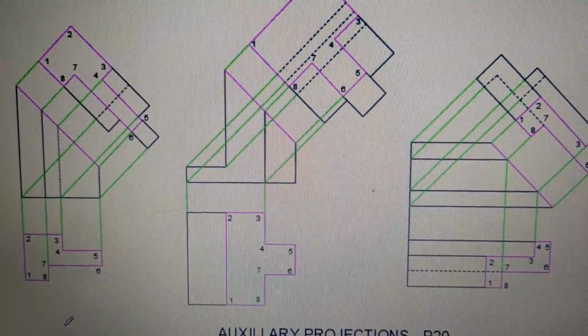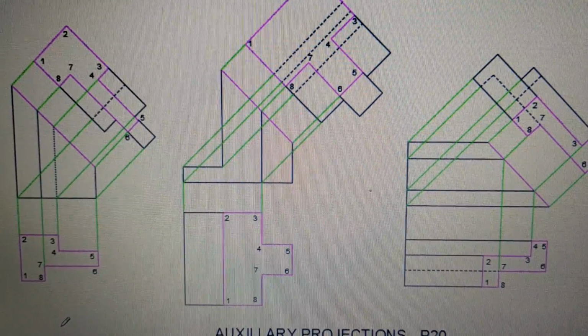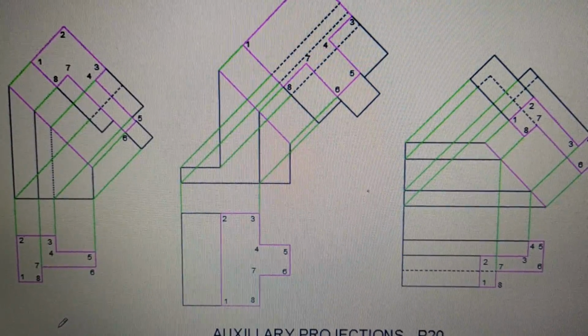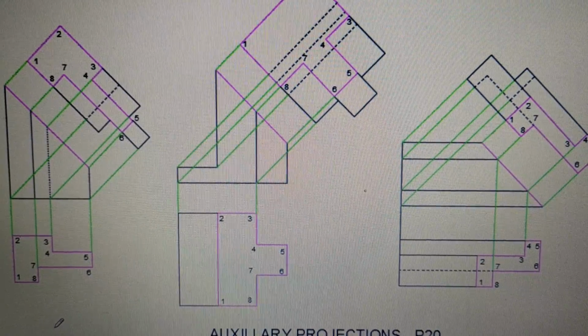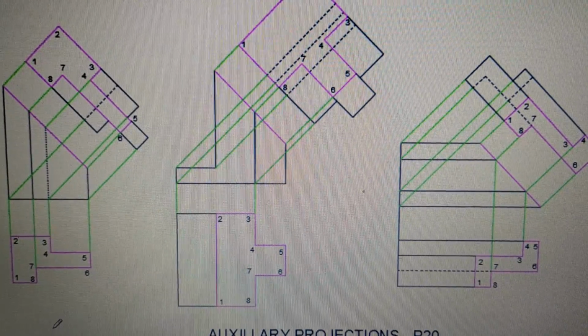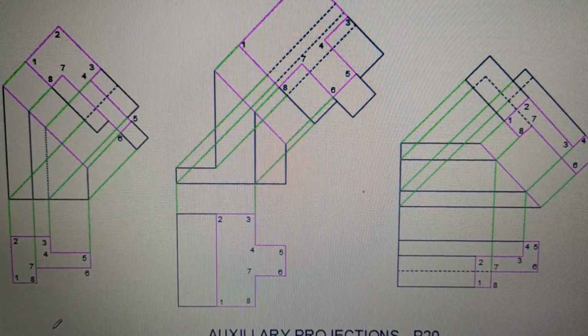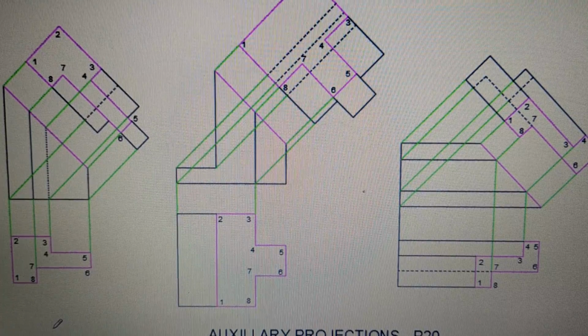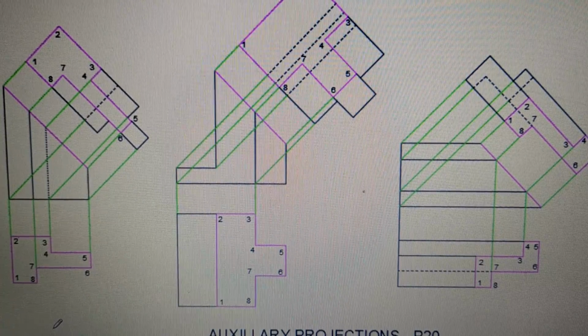Welcome all of you. We are into practice sheet number 20. Today's topic is auxiliary projections. This topic is, you can say, somewhat different compared to all the earlier topics.